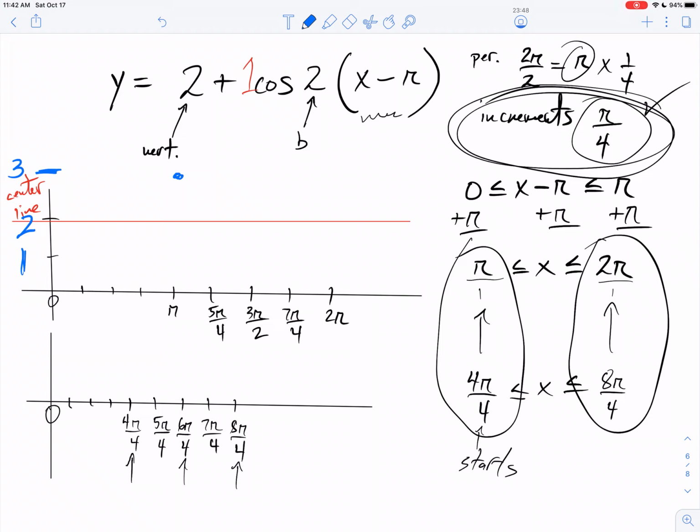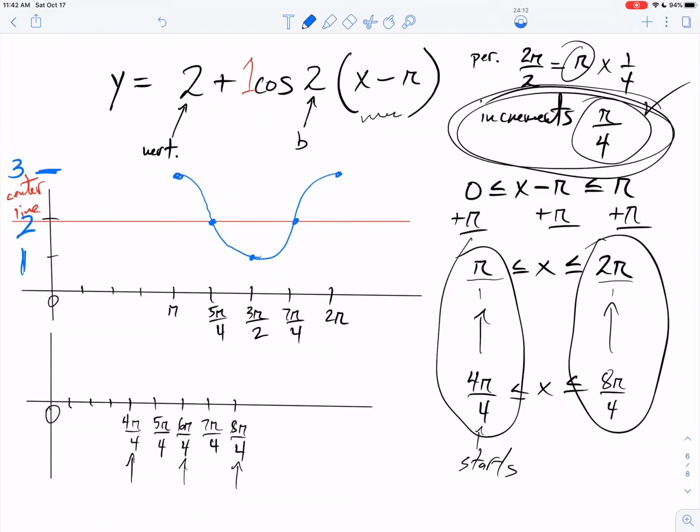I'm starting at pi. Then I go to 5 pi fourths. Then I go to 3 pi halves, right? And I'm simply graphing a cosine graph. Let me try this way. Not too bad. I've done better, but I've done worse. All right, there we go.